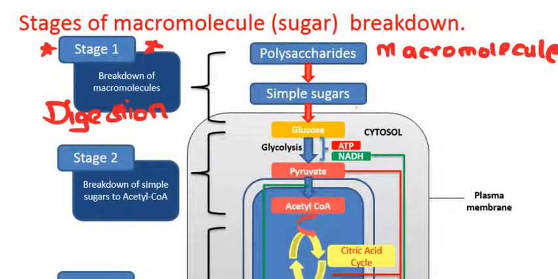Those simple sugars then enter the cell. As you can see, that's a picture of a cell we have right there in gray. And inside the cell, those simple sugars like glucose right here are then converted into pyruvate. And the process is glycolysis, which is what we are studying today. So the process that actually converts those glucose molecules into pyruvate is referred to as glycolysis.